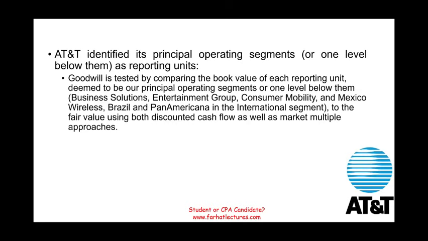And to show you a real example, let's take a look at AT&T. AT&T identifies its principal operating unit or one level below them as a reporting unit. Let's take a look at a excerpt of their annual report. Goodwill is tested by comparing the book value, and we're going to talk about this later, of each reporting unit deemed to be our principal operating segment or one level below them. And these are the operating units: Business Solutions, Entertainment Group, Consumer Mobility, Mexico Wireless, Brazil, and Pan America, and the international market, at the fair value. So we compare the book value to the fair value, and they use discounted cash flow as well as a market multiple approach. This is the way that they do the impairment. We'll discuss this shortly.